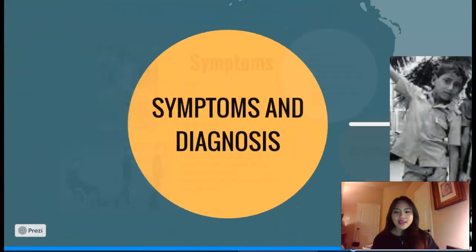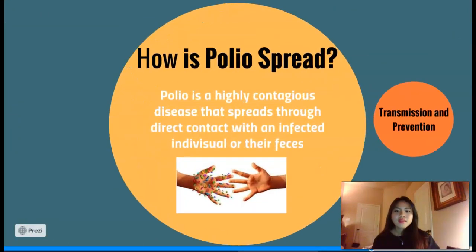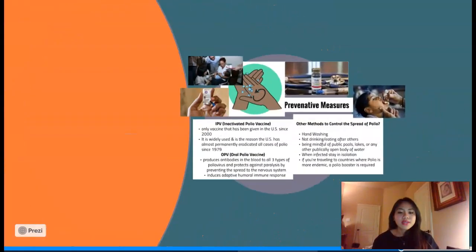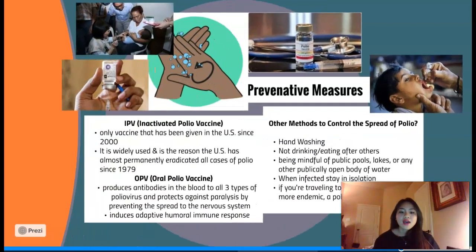All right. And then we have how polio is spread. Like I said before, polio is highly contagious. It is spread through direct contact with an infected individual and or their feces. Going more into depth, it's person-to-person contact, contact with stool of an infected individual. And if this infected individual expels infected droplets via, for example, coughing and sneezing, it can spread the polio virus.